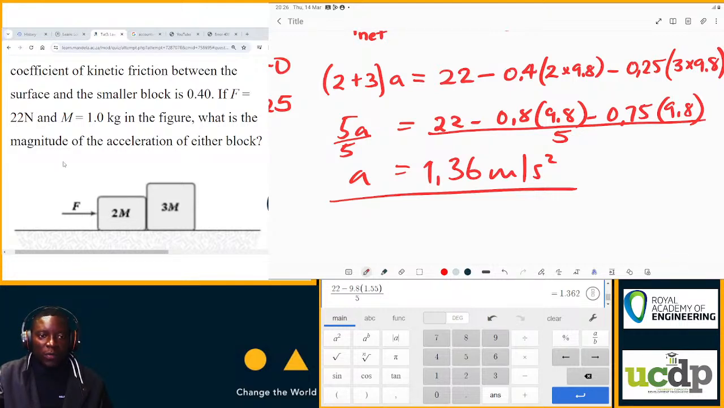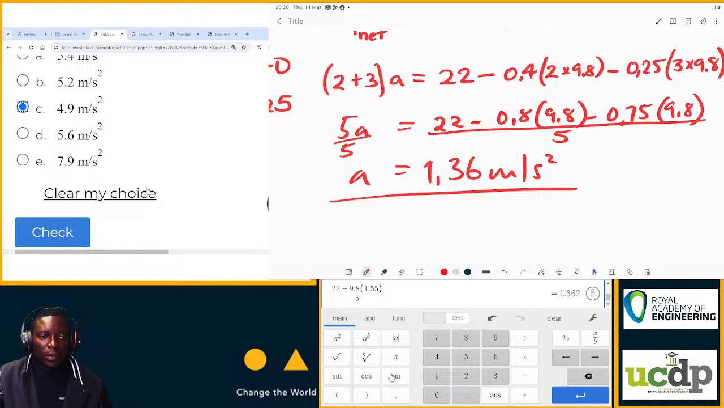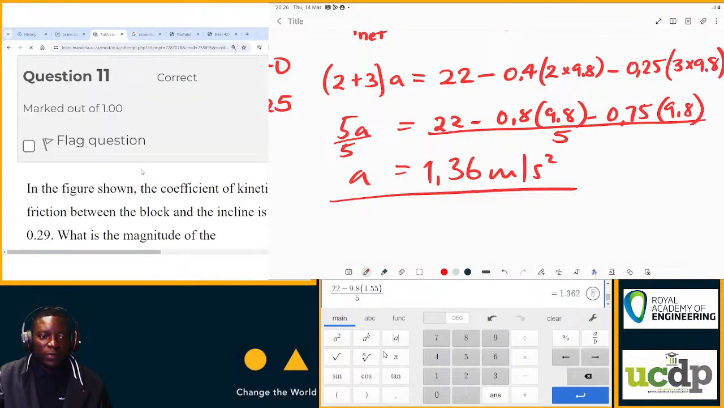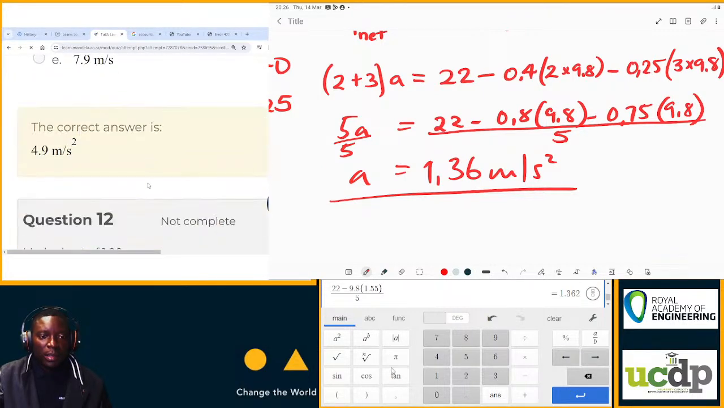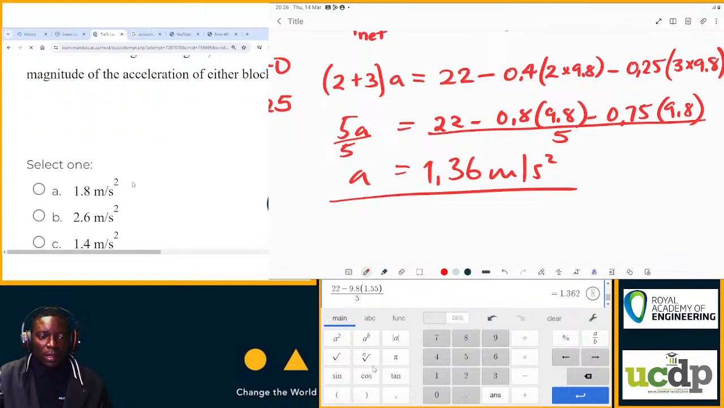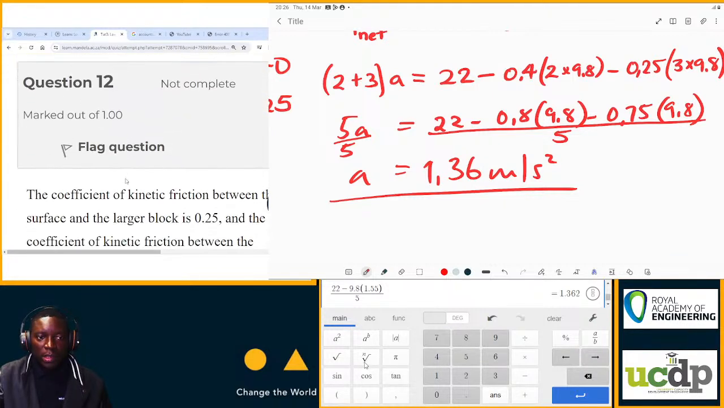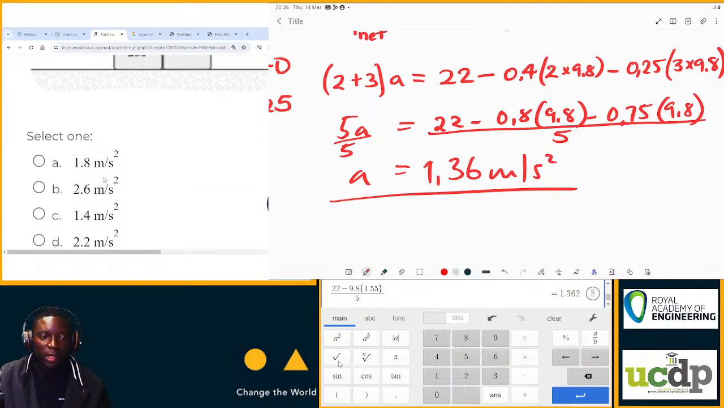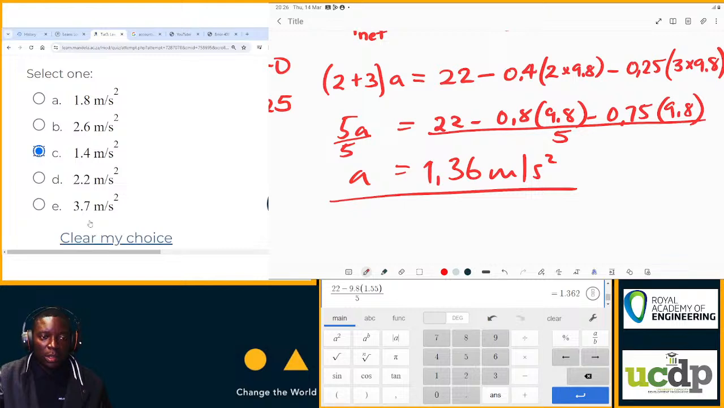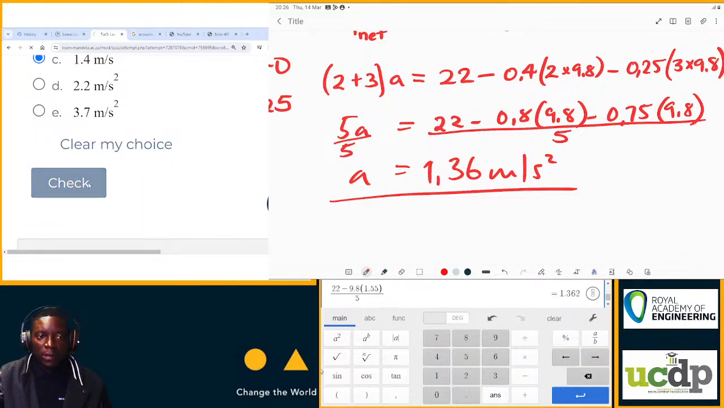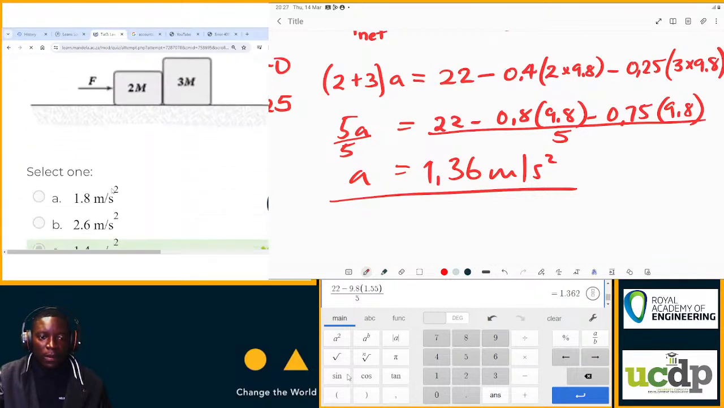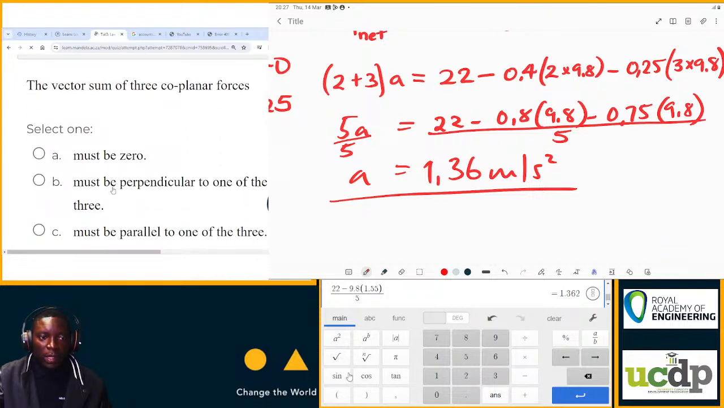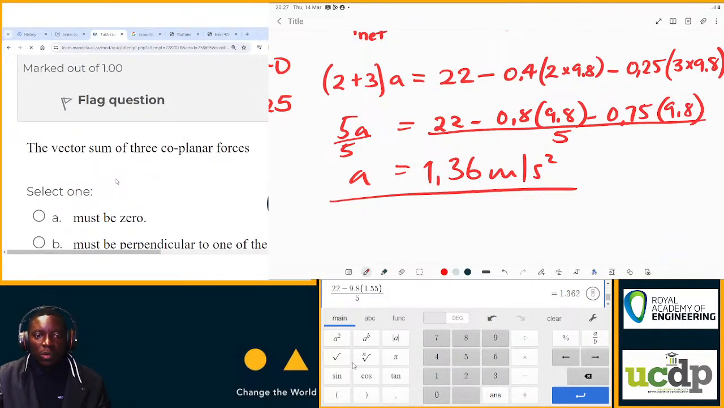So we can now move on to the next. Okay, I needed to check that. 4.9. That's okay. And for this one, what did we get? 1.36, rounded to two significant figures. That's 1.4. Okay, the vector sum of three coplanar forces.